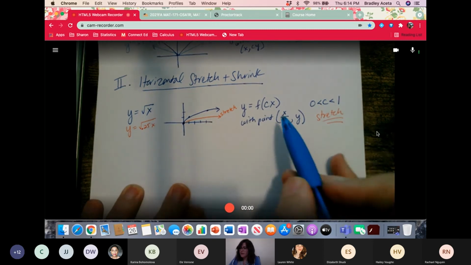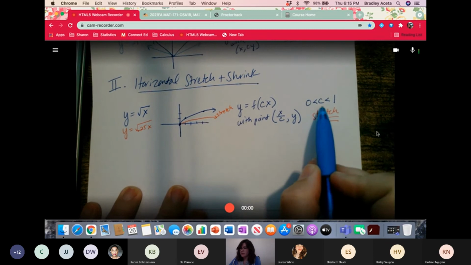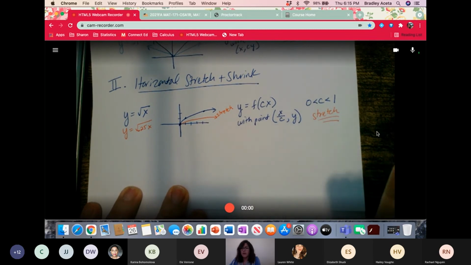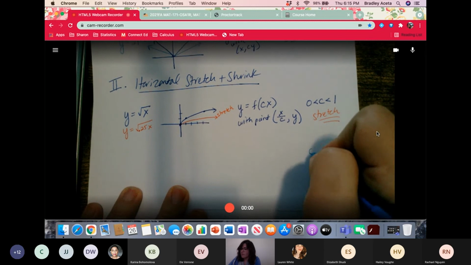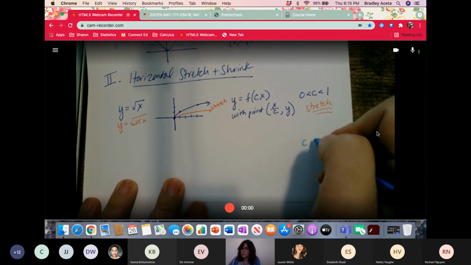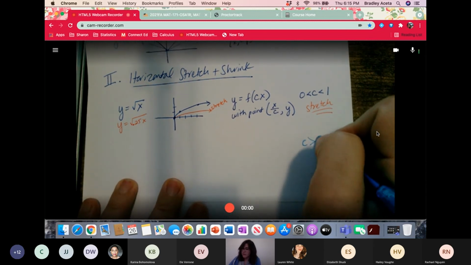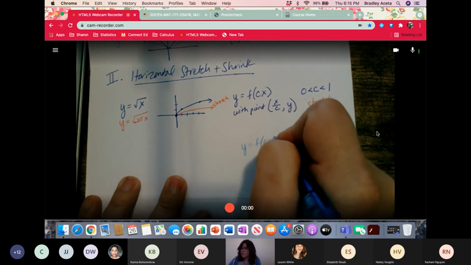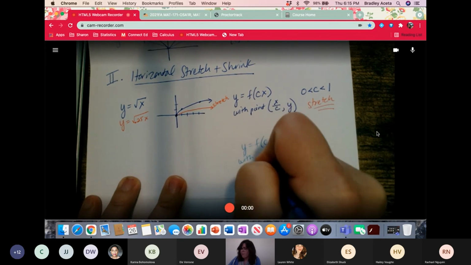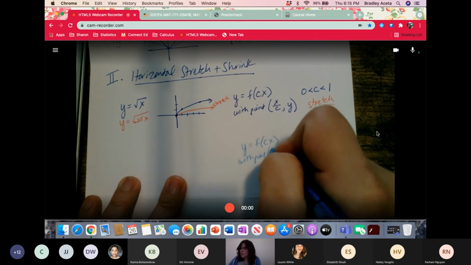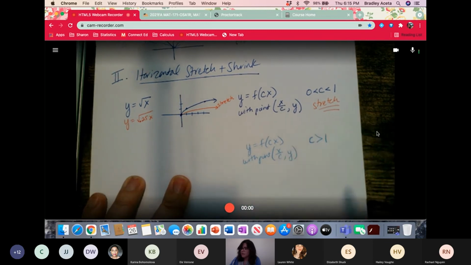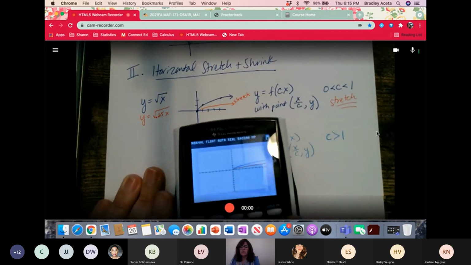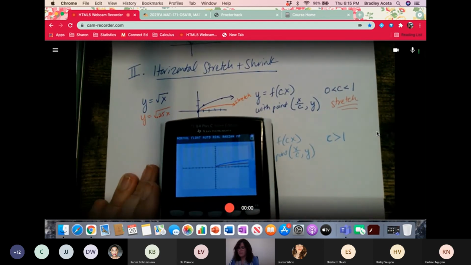Now, what if I instead made that c value not a fraction and I made it a whole number? What would you think happened now? So let's let c be greater than 1. And again, this would all be the same with the point x over c comma y. And again, just to show you, oh, there it is. Got that glare. There we go.